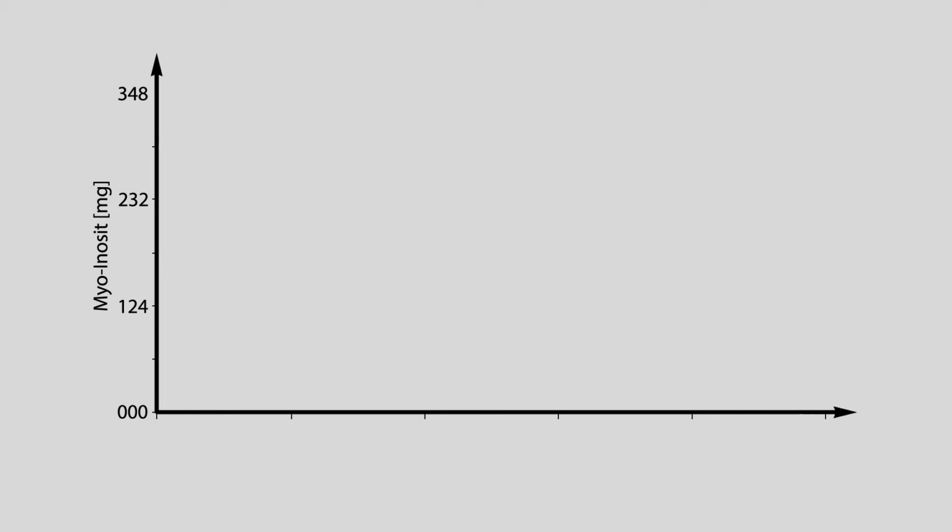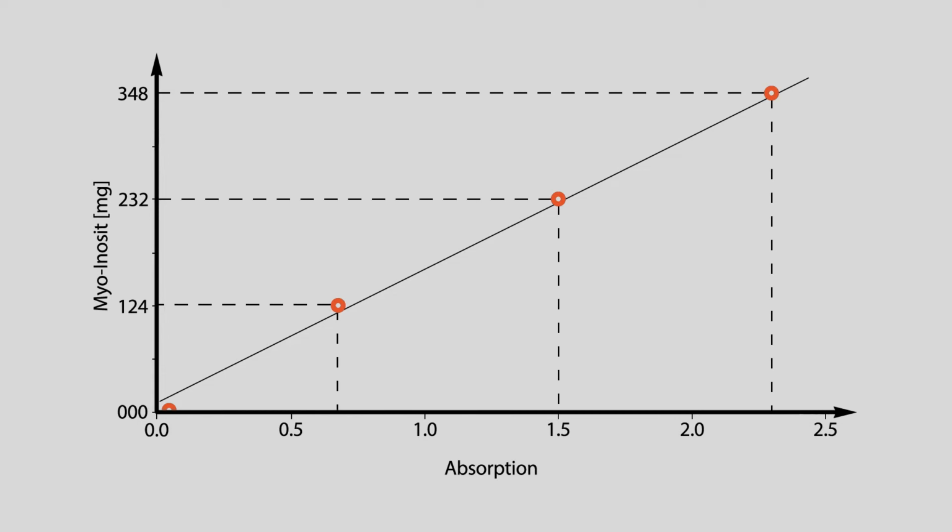At the y-axis, the original weights of the calibration series are shown. On the x-axis, the light absorption of the photometer is plotted. All measurements of the calibration series lie on a straight line.